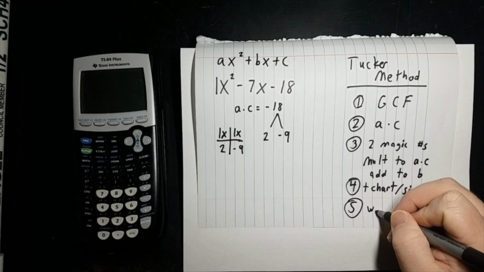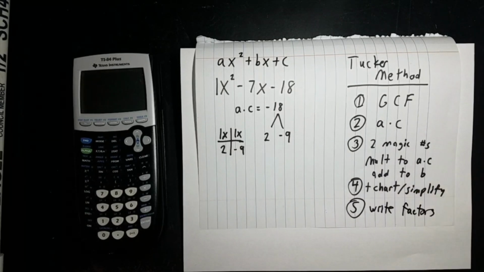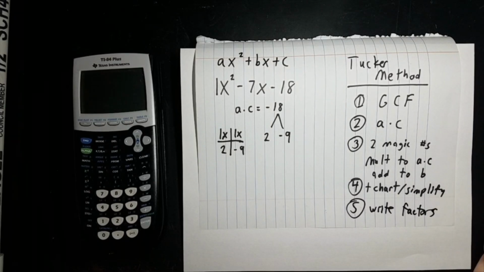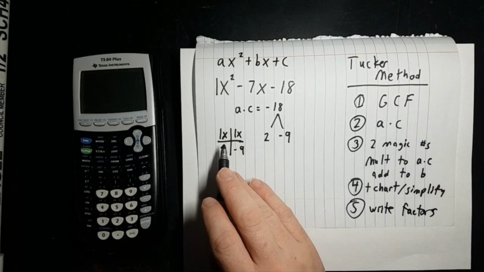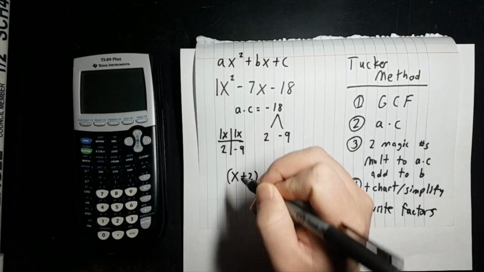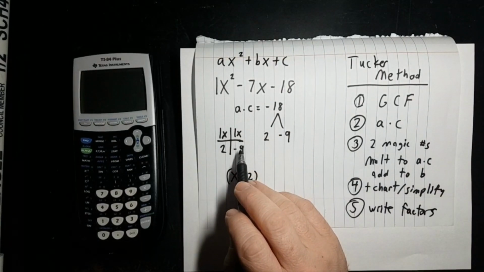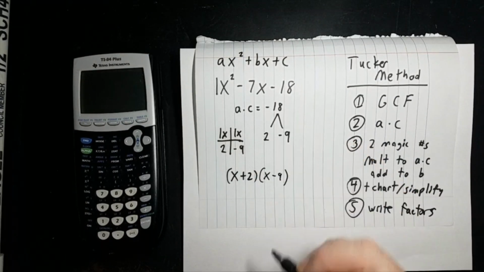Step 5 is to write the factors. Now, again, notice I did not say answers. I said factors. The factors vertically here, it's a 1x, 2, 1x plus 2, or just simply put an x plus 2. Vertically, this is a 1x and a negative 9, or just x minus 9.